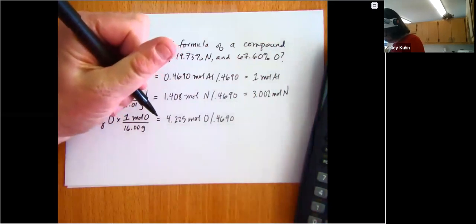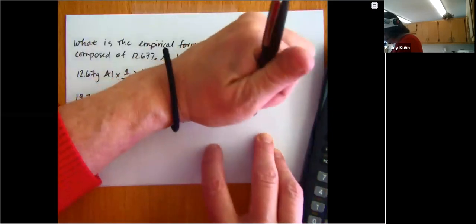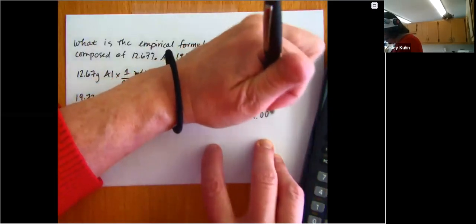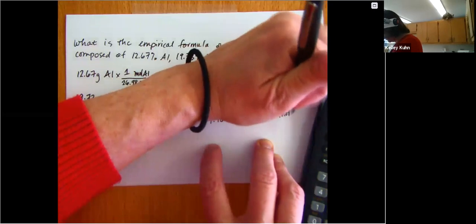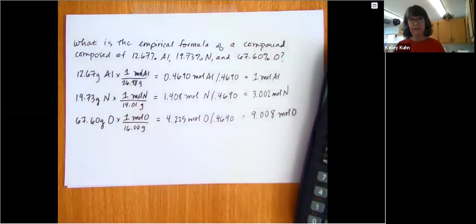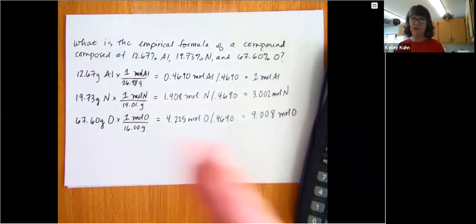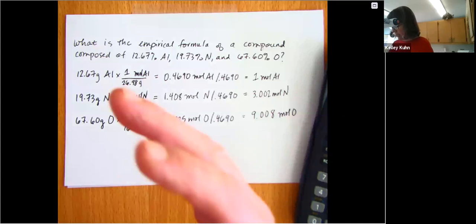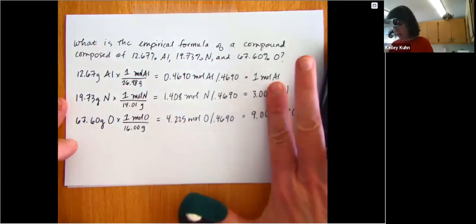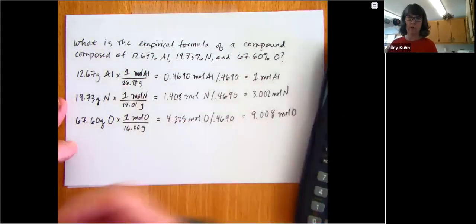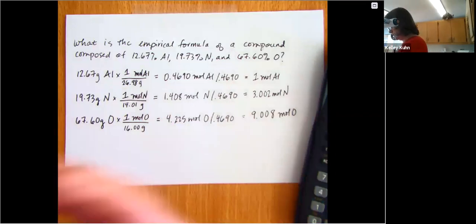4.225 divided by 0.4690 gives me 9.008 moles of oxygen. Now, this has actually come out pretty cleanly because the rule is you can round to a whole number as long as you're not more than about 0.01 or 0.02 off. And I'm not off in the hundredths, right? Actually, if I rounded that, it would be 9.01. And that's close enough to a whole number to round.